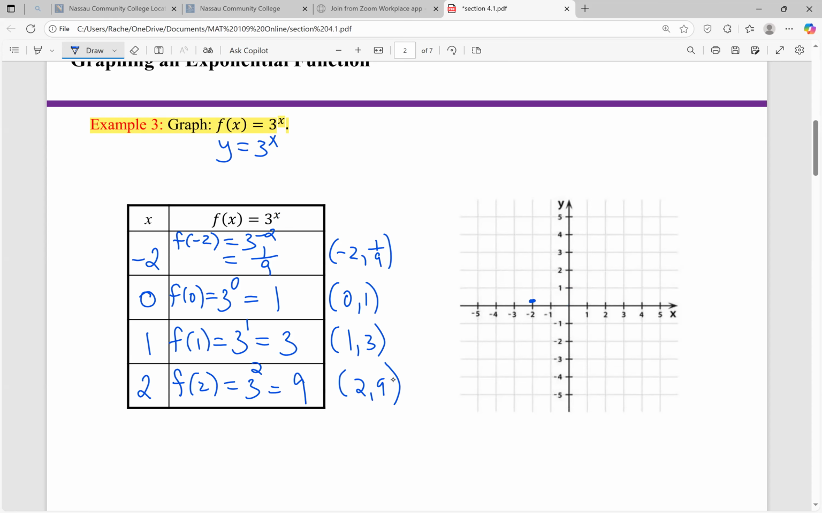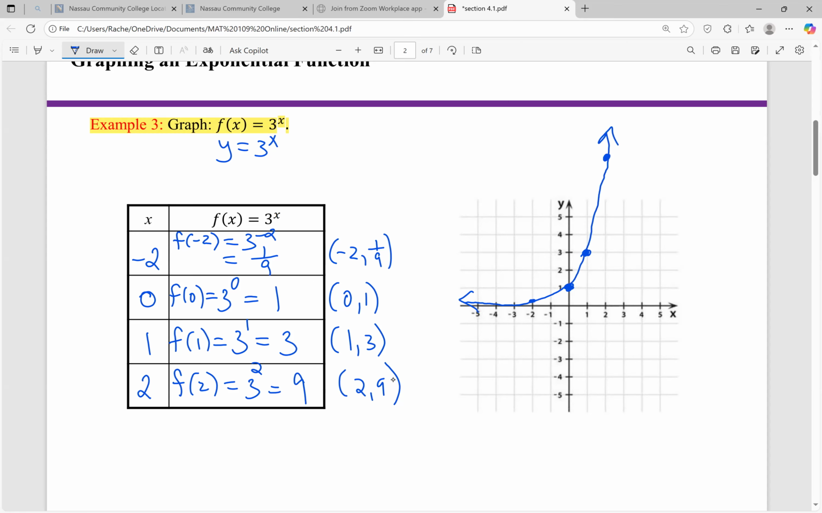Then I'm going to have the point 0, 1. Then I'm going to have the point 1, 3. And then we have the point 2, 9, which is going to live up here, right? So we have 5, 6, 7, 8, 9. Let's say it's about here. And my function is going to look like this.